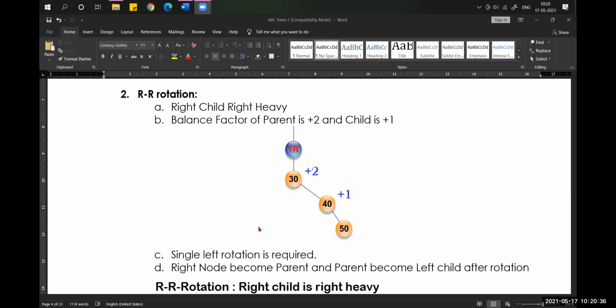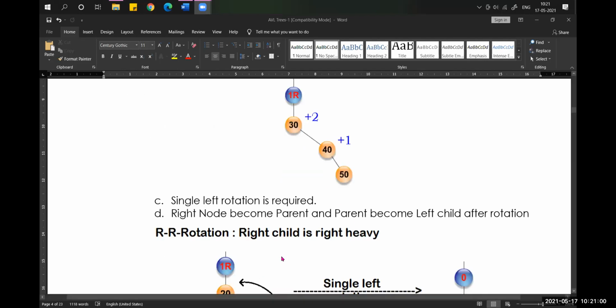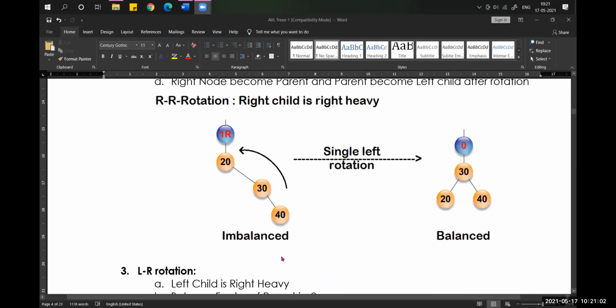Okay, so that is the sentence here, that is the line I wrote. The right node becomes the parent. Right node means 40 becomes the parent. Now 30 becomes the left child. So if we do this, it is called a left rotation. A single time we are moving, that's why it is a single left rotation. Now let's look at the picture here.